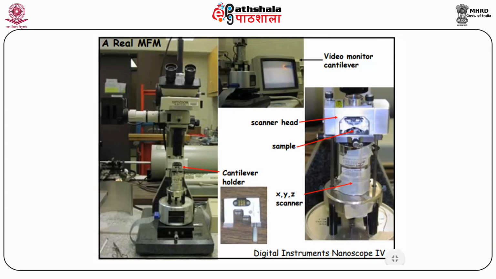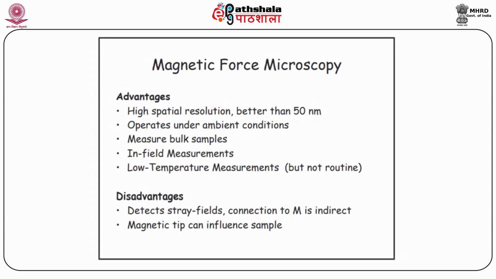A real MFM has been shown. The monitor has been shown, through which interaction between various layers can be discussed. Then we have the scanner head here, the sample holder, the cantilever head holder, and the XYZ recorder, and we can record with the help of these units. This is called the Digital Instruments Nanoscope, which has been shown here. We have given the advantages and disadvantages of the MFM.